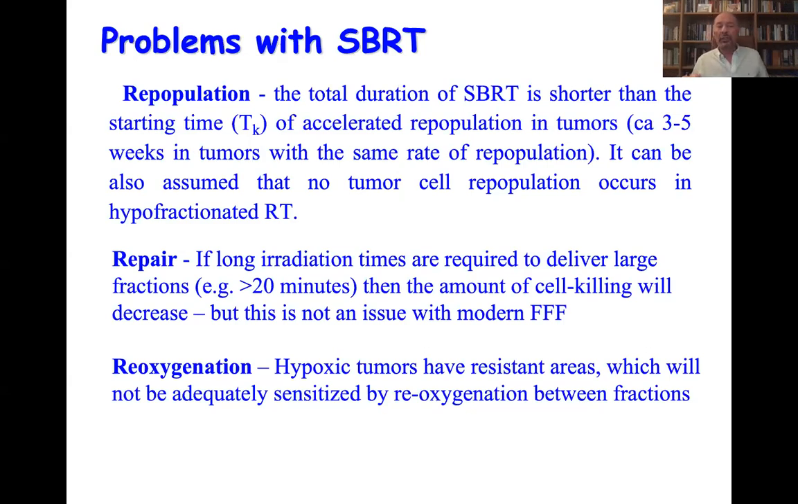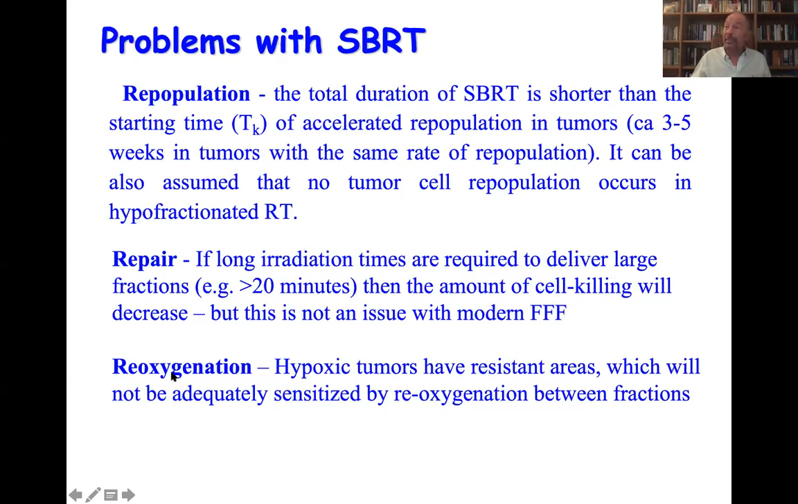If you take more than 20 minutes, like half an hour or 1 hour, to give a fraction, then you can have repair during the irradiation, and this will reduce the effect. But you can deal with this by increasing the dose rate, for example, using the so-called flattening filter-free machines. You remove the filter on the X-ray machine, which is there to make a more uniform dose. If you remove the filter, you have many different energies, so some of them stop before, some stop later. It's a more complex distribution, but the dose rate becomes higher, and you can give the dose.